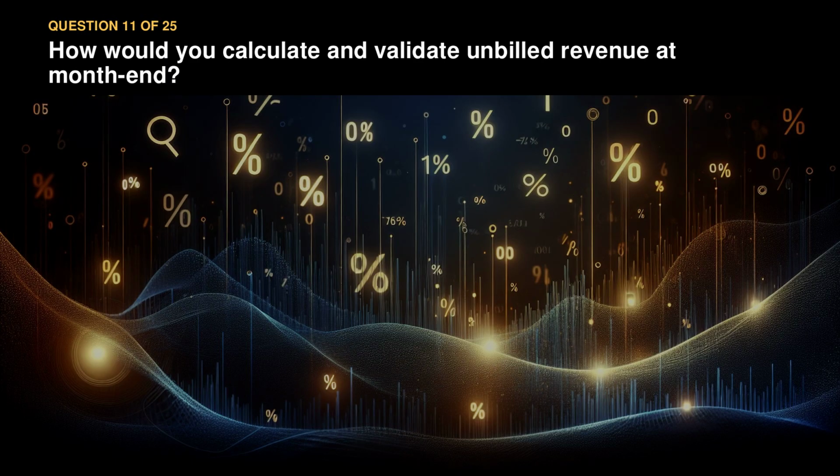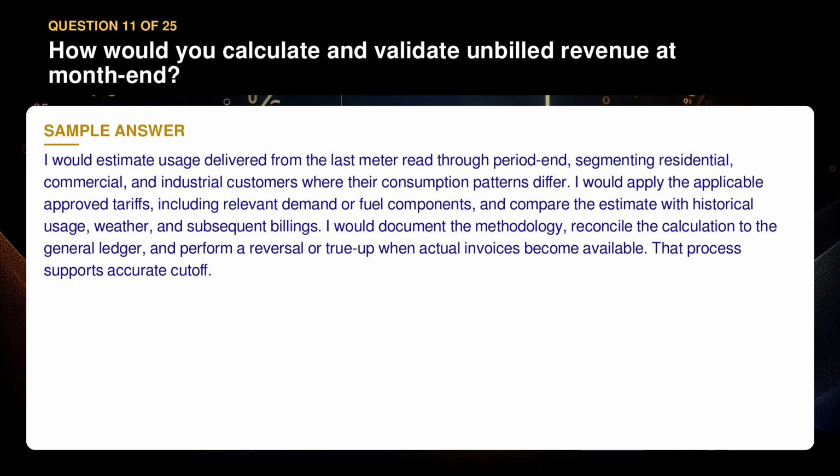Question 11. How would you calculate and validate unbilled revenue at month end? I would estimate usage delivered from the last meter read through period end, segmenting residential, commercial, and industrial customers where their consumption patterns differ. I would apply the applicable approved tariffs, including relevant demand or fuel components, and compare the estimate with historical usage, weather, and subsequent billings. I would document the methodology, reconcile the calculation to the general ledger, and perform a reversal or true-up when actual invoices become available. That process supports accurate cutoff.